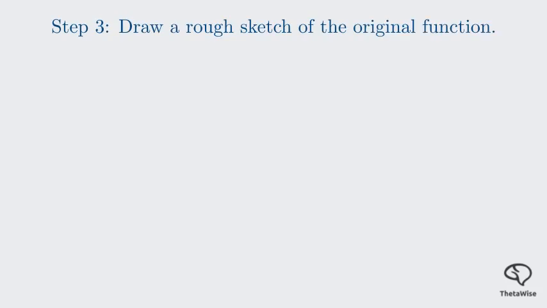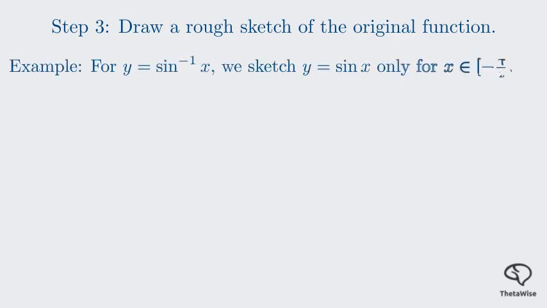Step 3 involves the trickiest part of the process. The third step is to draw a rough sketch of the original function, and it's very important to use a dashed or dotted line for this. This sketch is a guide only. As the guidelines say, it will be erased after we draw the final inverse graph. You should only draw the part of the graph that corresponds to the restricted domain from Table 2.1. For example, for sine, we only sketch the part of the graph from x equals negative pi over 2 to x equals pi over 2.